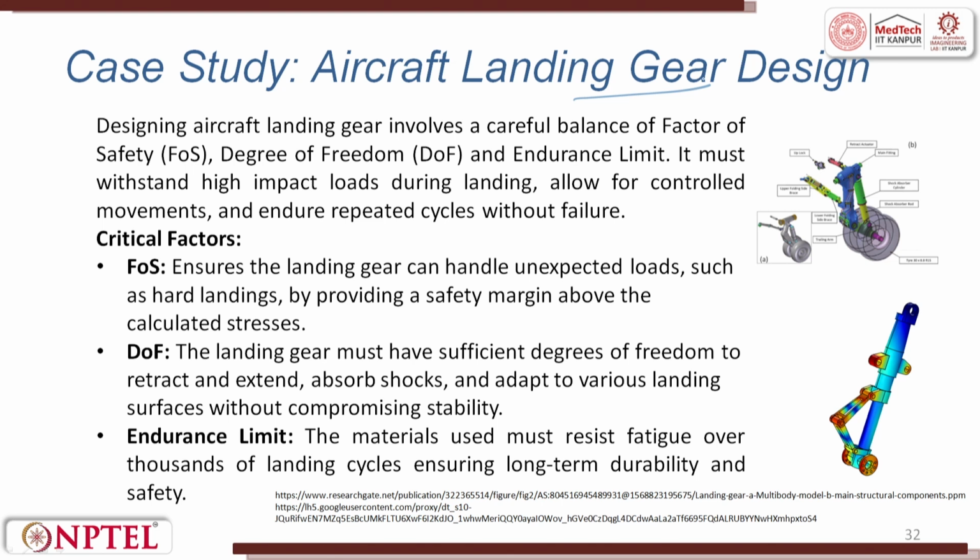Designing an aircraft landing gear involves a careful balance of factor of safety, degrees of freedom and endurance limit. It must withstand high impact load, because when you fly and are about to land, you will be somewhere close to 200 to 300 kilometers per hour, and allow for controlled movement. The landing gear cannot oscillate. It has to have only one movement on the XY plane. It has to move along one direction and endure a repetitive cycle.